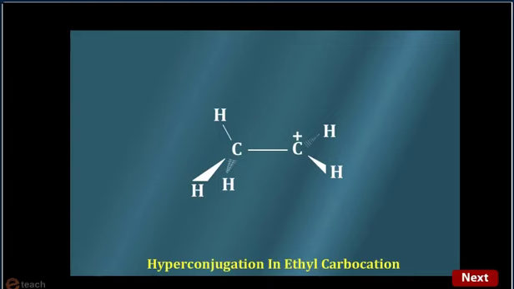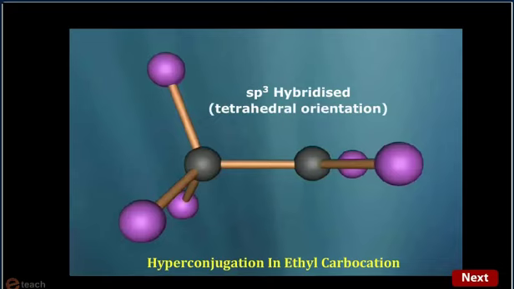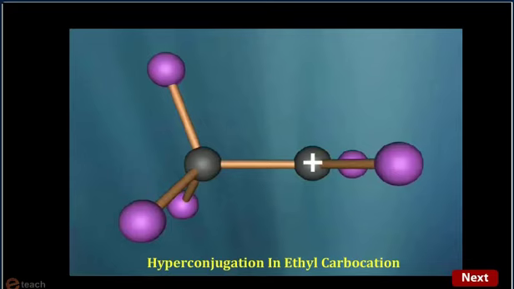Hyperconjugation. You will see hyperconjugation in the ethyl carbocation. The shape of the ethyl carbocation is somewhat like this. One carbon atom is attached with 3 hydrogen atoms and one adjacent carbon atom and is sp3 hybridized, having tetrahedral orientation. The other carbon atom is positively charged, attached with 2 hydrogens and one adjacent carbon atom.